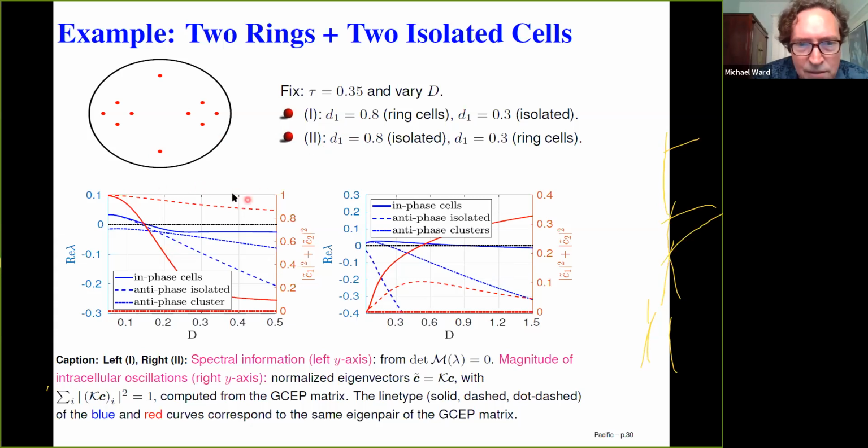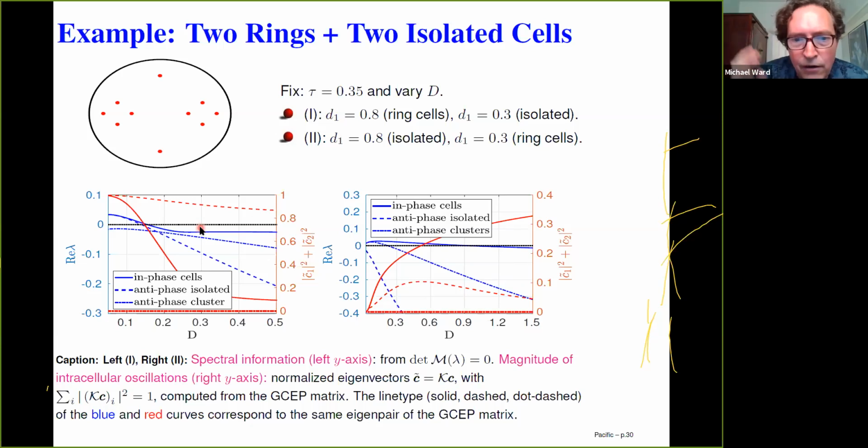This picture here, the left one, pertains to pattern 1. The right one corresponds to pattern 2, and it's a figure with two y-axes. I want to show you the information that's encoded in the eigenvector of the GCEP matrix. For case 1 here, there is no Hopf bifurcation boundary in the tau, D0 plane. The large D theory that I gave you gives no oscillations.